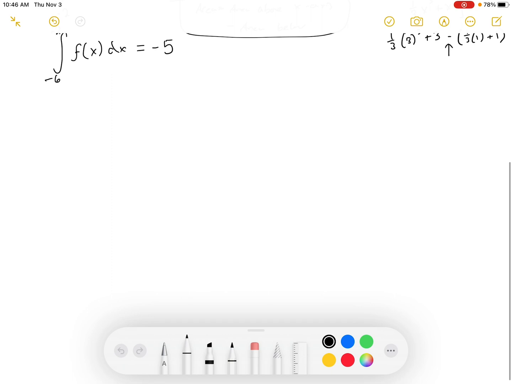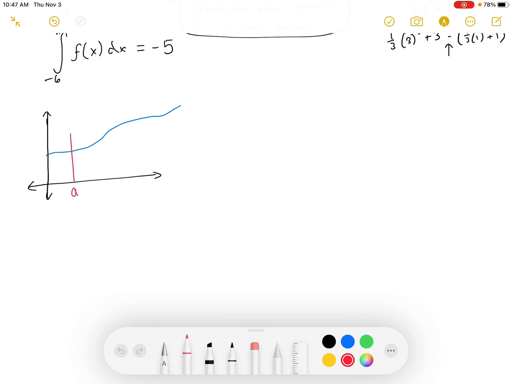And for these, I'm going to draw some random curve here, and all of these rules are going to apply for functions that are above or below the x-axis. It's just easier for me to talk about one that's always positive, right? It's easier visually. So let's say I have this function, and I'm concerned about this region here from A to B. Okay? And we're going to have a lot of rules here.